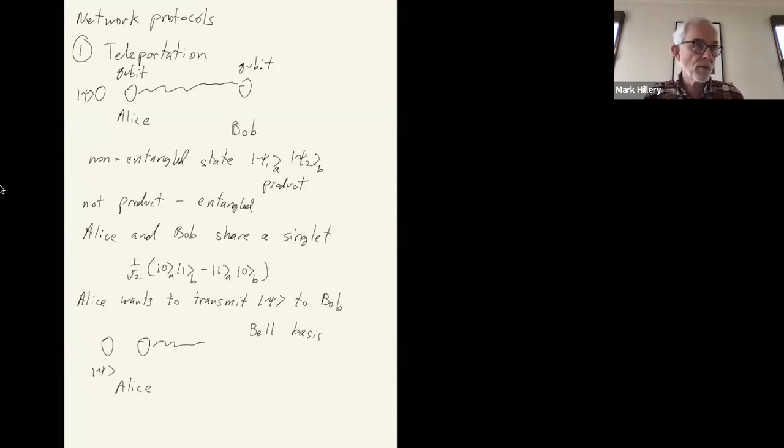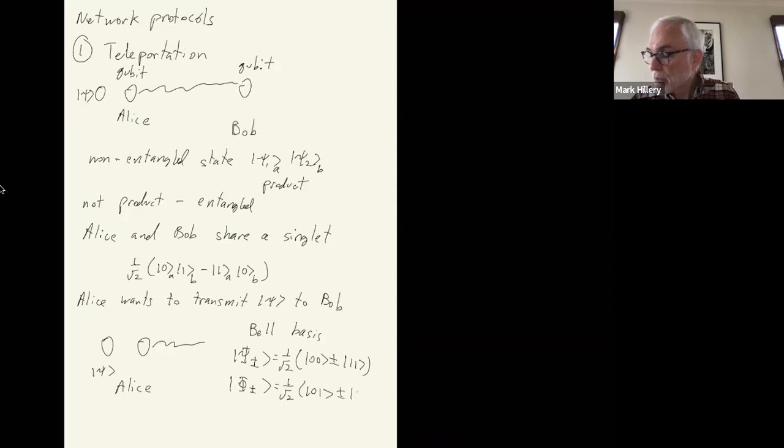Okay, it consists of, well, we're in the two-qubit space here, so it's going to consist of four states, and they look like this. |φ+⟩ = 1/√2 (|00⟩ + |11⟩), and |ψ+⟩ = 1/√2 (|01⟩ + |10⟩).